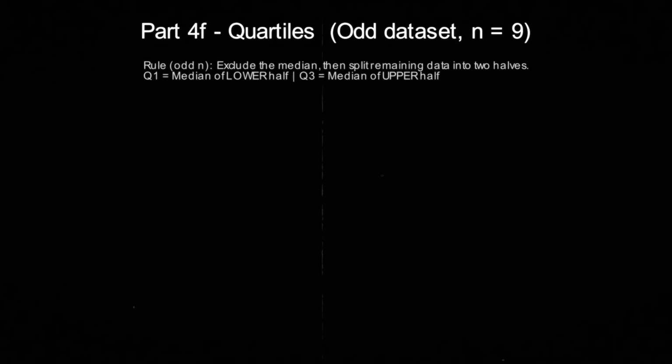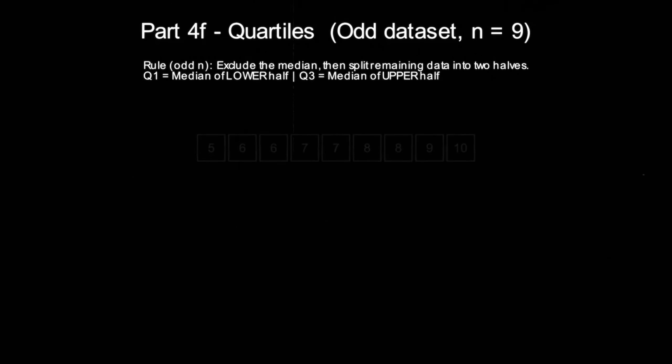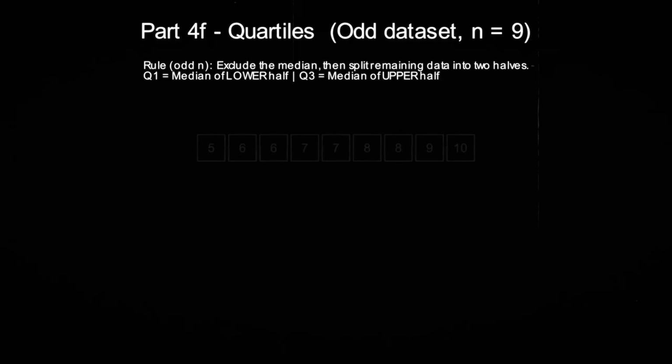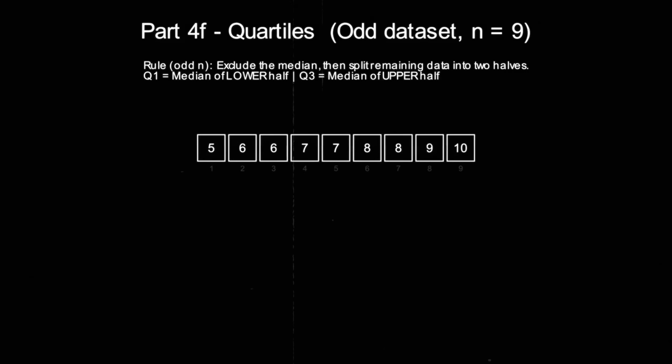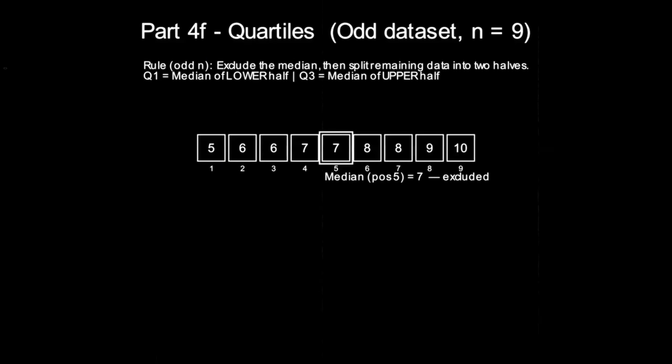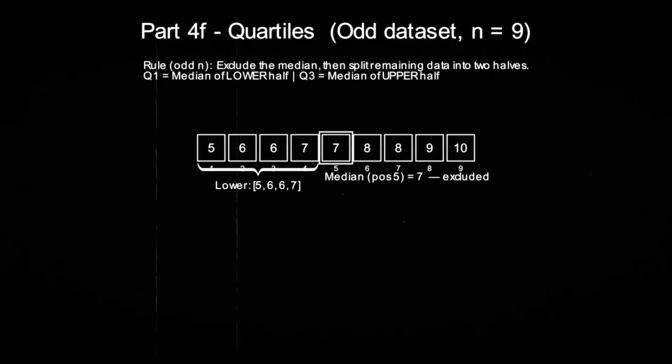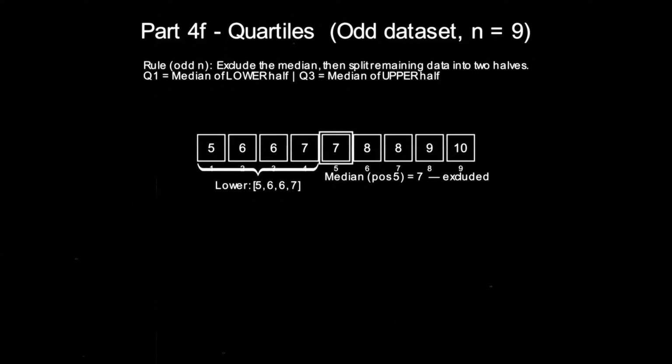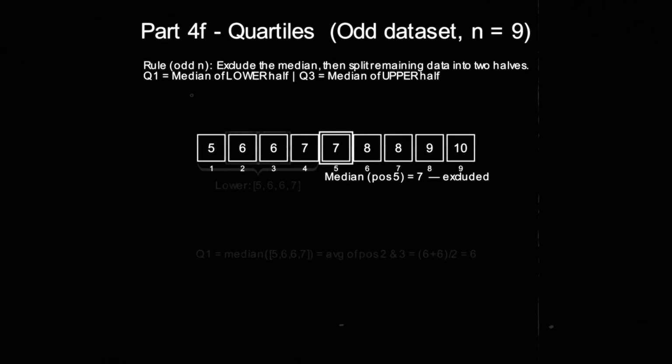For odd-sized datasets, we first identify the median, then exclude it and split the remaining values into lower and upper halves. Here's our odd dataset with 9 values. Position 5 is the median, which is 7. We remove the median. The lower half is 5, 6, 6, and 7. Since the lower half has 4 values, Q1 is the average of the 2 middle ones, 6 and 6, so Q1 is 6.